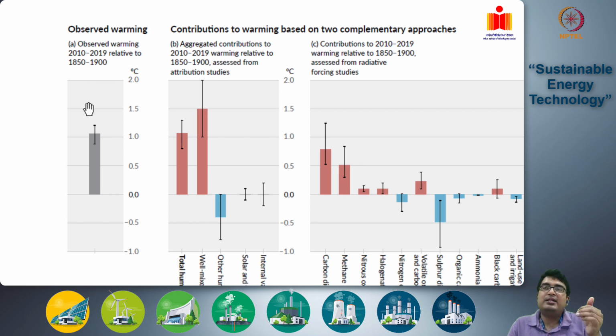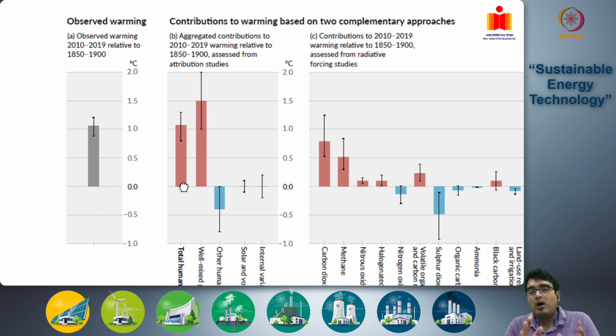Now, how much higher is the average temperature in the 2010 to 2019 period than the average temperature of the 1850 to 1900 period? That is what this bar graph shows, and the value is around 1.1 degree centigrade. So today's global temperature is 1.1 degree centigrade higher than the 19th century global temperature.